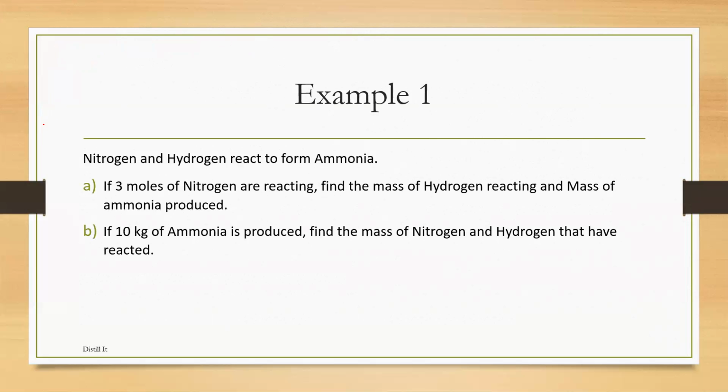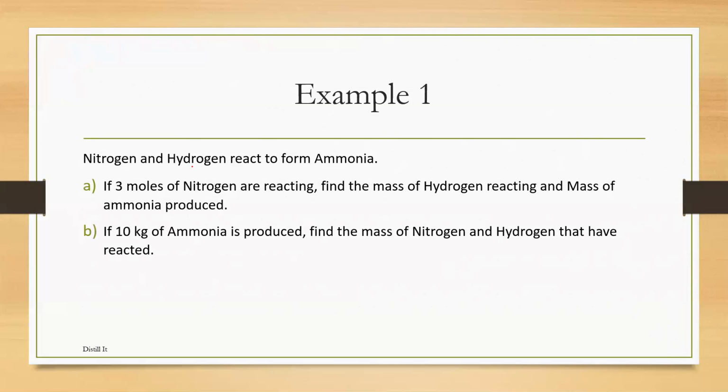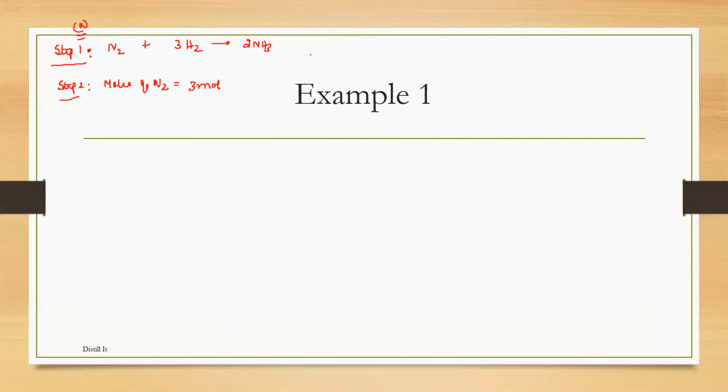Now we have 3 moles of nitrogen that are reacting. So since there are 3 moles of nitrogen reacting, let's do this A part. So moles of nitrogen is equal to 3 moles, right? 3 moles of nitrogen are reacting. So we know that when 1 mole of nitrogen reacts, it requires 3 moles of hydrogen and 2 moles of ammonia, correct?